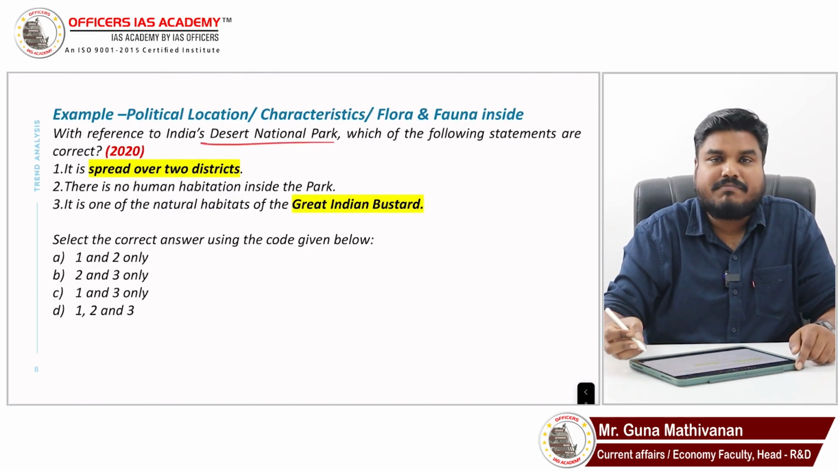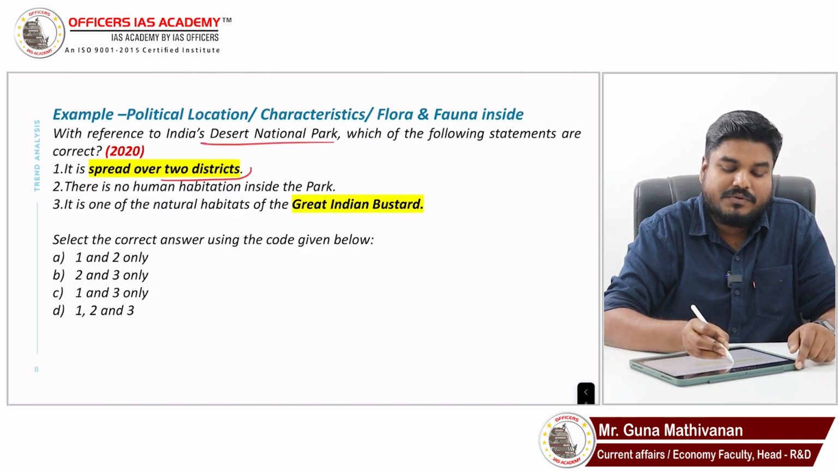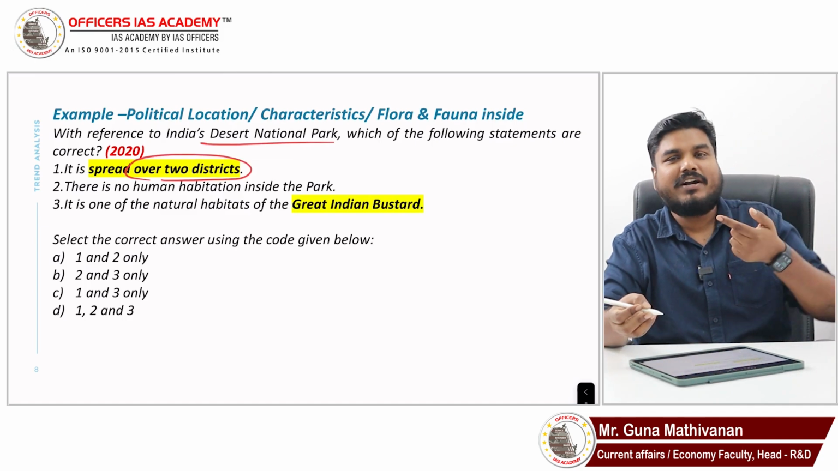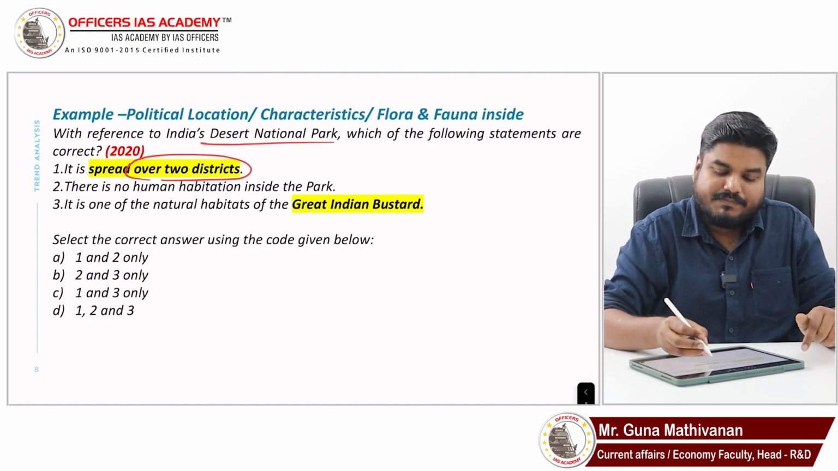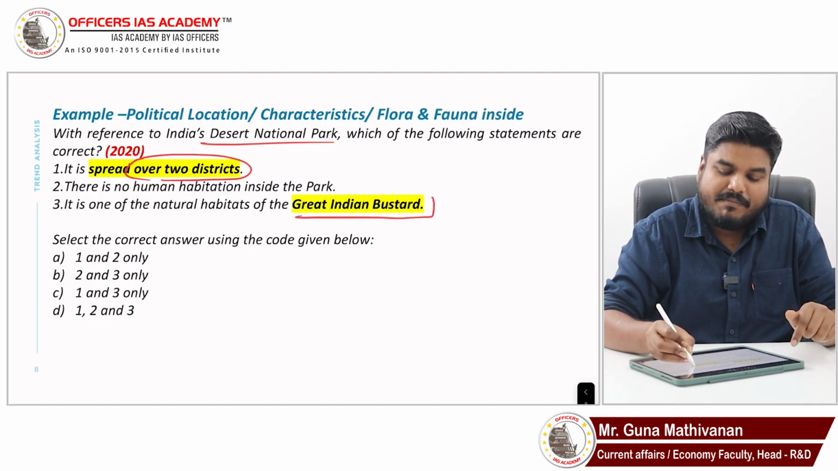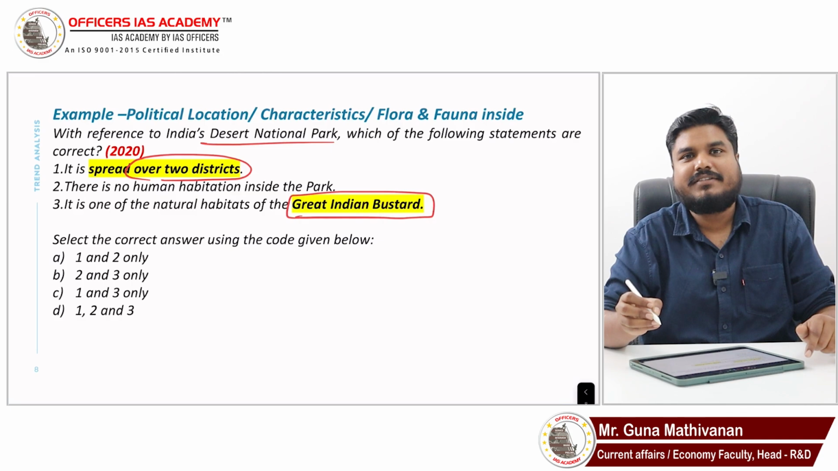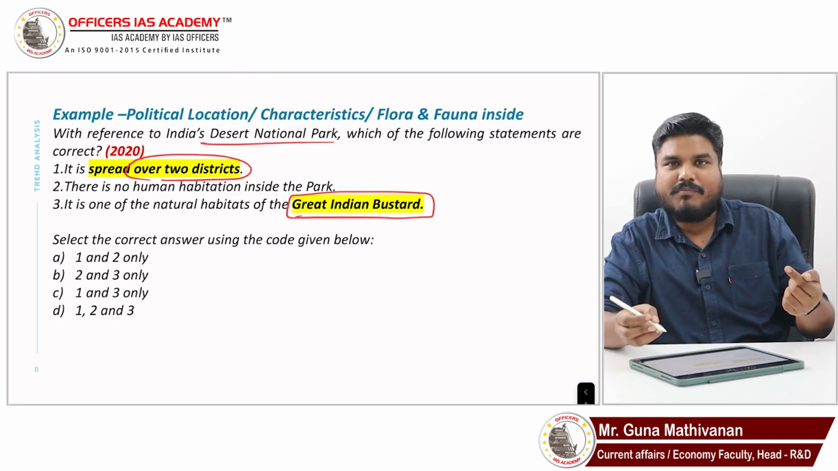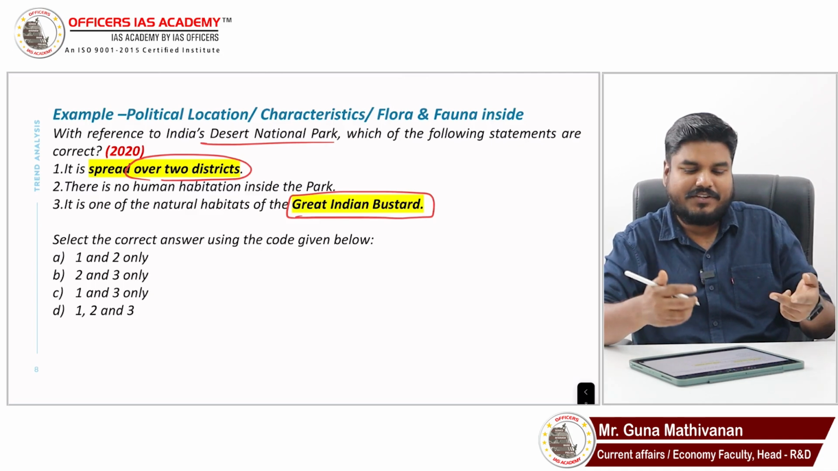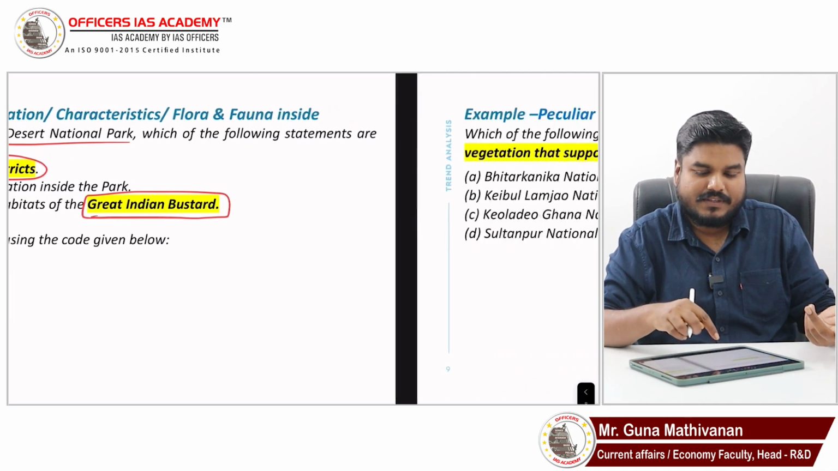Similarly, here look at this. India's Desert National Park. See, it is spread over 2 districts. So, when you read what I said, the political aspect also you have to make a note. I mentioned that. See, species, it is one of the natural habitats of the great Indian bustard. Right. So, when you know about the species inside, when you know about the political features, then you could have answered this question as well.